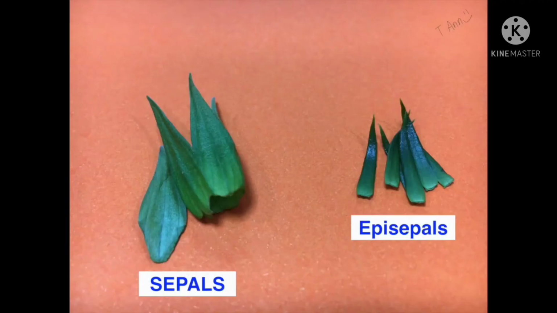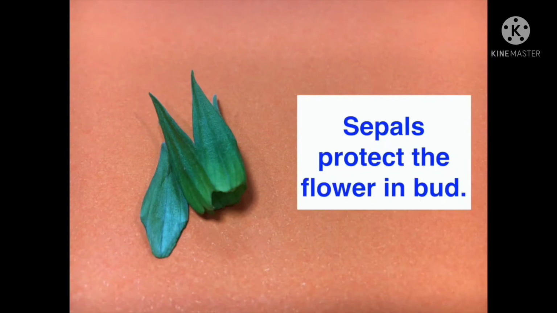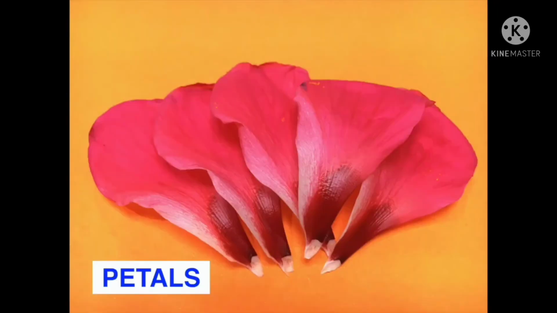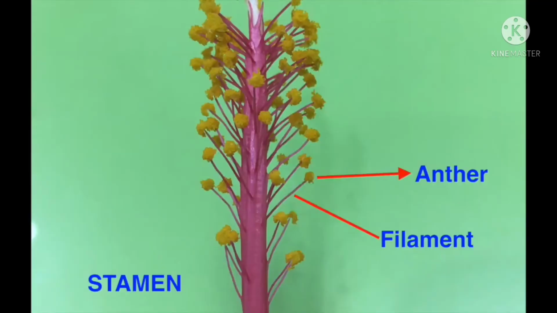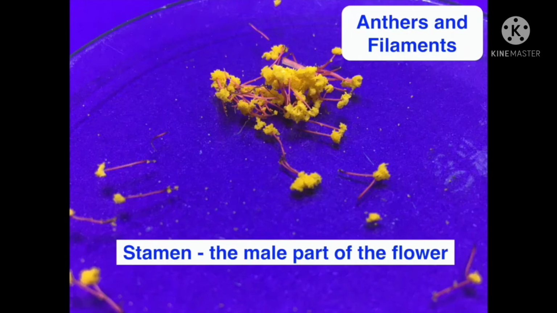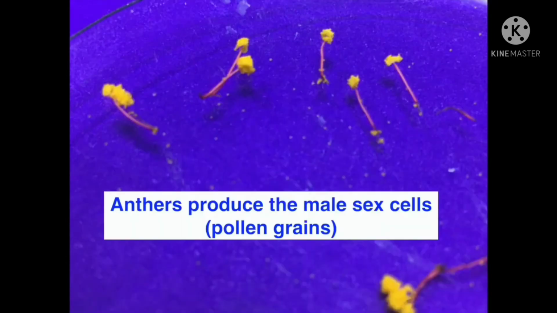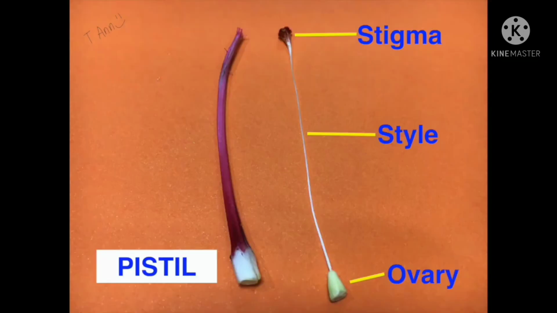Let us look into the parts of a flower. Sepals. Sepals protect the flower in bud. Petals. Petals protect some parts of the flower and attract insects for pollination. So it is the male part, stamen. It is made up of anthers and filaments. It is a male part of a flower.